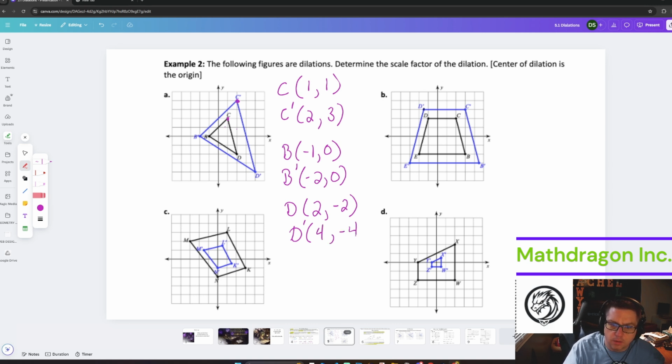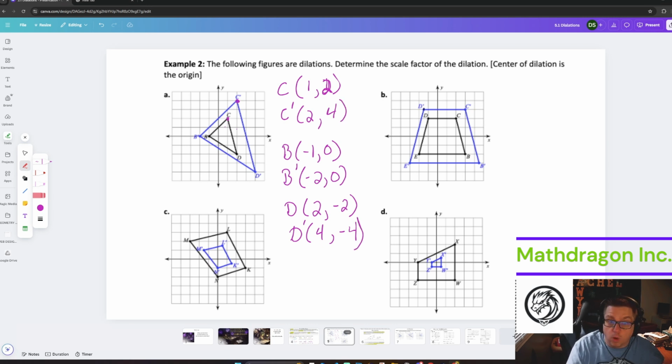4 comma negative 4. Wait a minute. Let's do this. 1 comma 2. Okay. And then 1, 2, 1, 2, 3, 4. Okay, Mr. Schmidt just can't count. That's all. I was like, what is going on here?